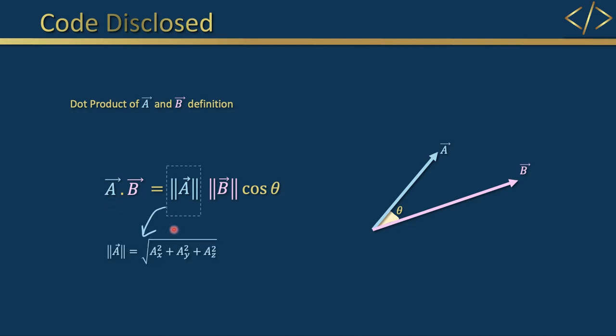Just as a reminder, this is how you calculate the magnitude of a vector. It's the square root of the sum of the squares of the coordinates on each axis. For B it is exactly the same thing. And remember, this is a dot product. This is a scalar product. What does that mean? It means that the result of this equation is always a scalar quantity. It's always a number. It could be positive, it could be negative, it could be 0, but it's a scalar number, not a vector.